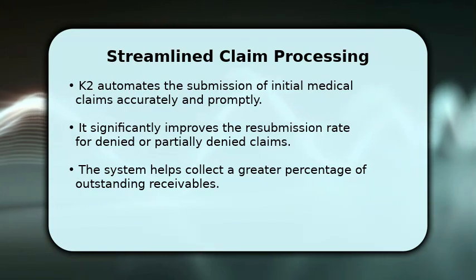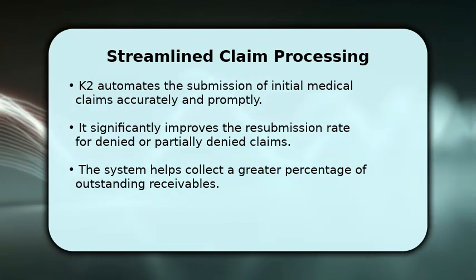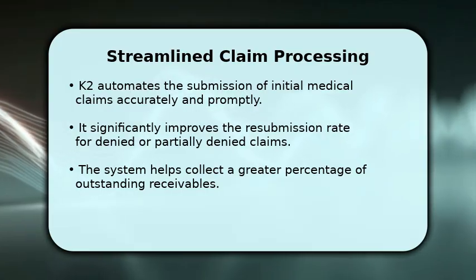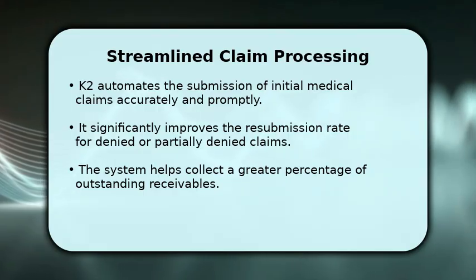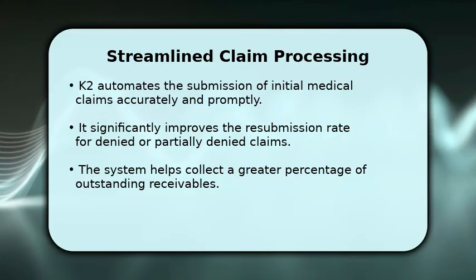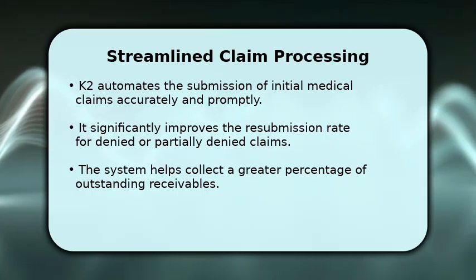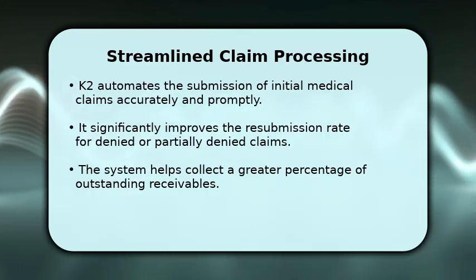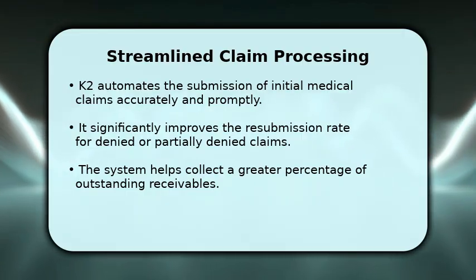K2 excels at automating both initial claim submissions and the critical process of resubmitting denied claims. Traditionally, resubmission rates can be quite low, but K2's automated system can help organizations resubmit nearly every denied claim. This focused approach dramatically increases the collection of outstanding receivables, boosting your financial health by a significant margin.